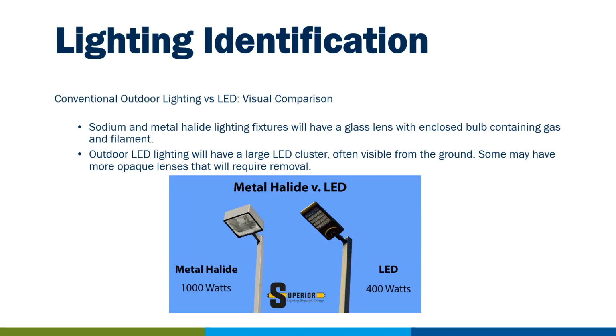Confirming LED lighting for your outdoor and parking lot lights can be more difficult due to the heights involved. However, there are visual cues to help confirm whether your outdoor lighting has been updated to LED. Sodium and metal halide lighting fixtures will have a glass lens with an enclosed bulb containing an inert gas with a filament. Outdoor LED lighting will have a large LED cluster, often visible from the ground.